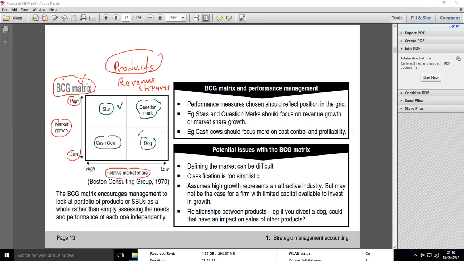So what do we get? For a company to perform well long term, you must have a fair balance of products around these grids. You must have a fair spread of products. If all your products are just in one quadrant, then you know that you've got a problem. So we need question marks because this is what will become stars in the future. And we need to invest in this, so that we increase the market share. Remember, the market share is low. So we need to grow the market share by investing.